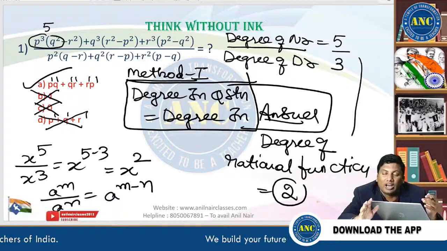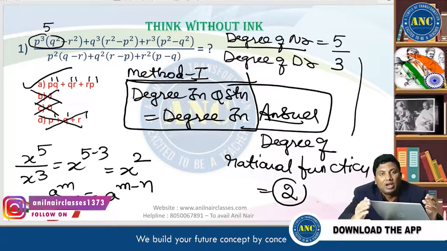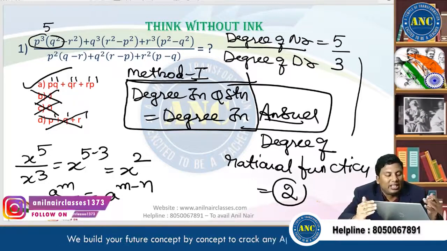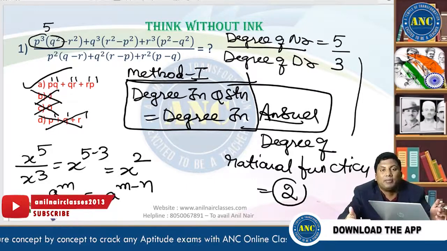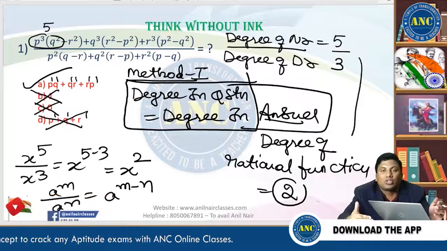Out of 4 answer options, 3 are eliminated. Only one option is there, that is option A. What if more than one answer option has the same degree as the question? That also we will discuss.